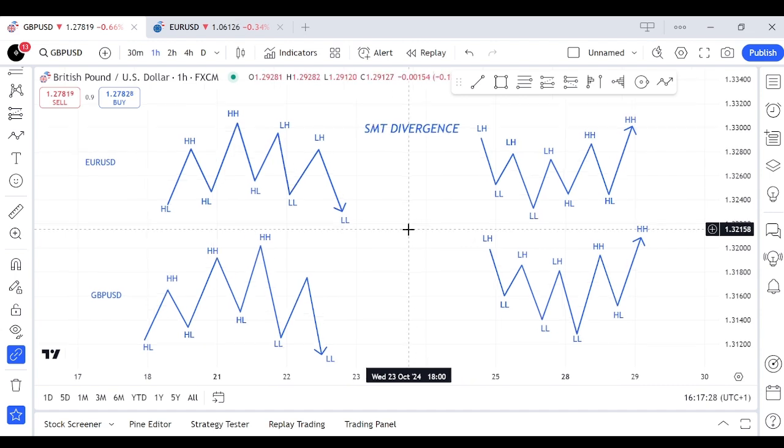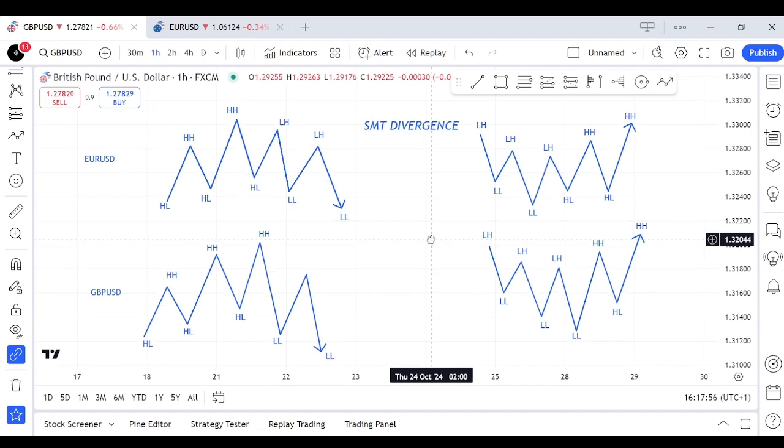First, let's understand what SMT divergence is. SMT divergence happens when two related assets or currency pairs, like I said, show different signals at the same time. This often tells us that the market might change direction soon and gives us clues about what big institutional traders are doing at the time. It's like a hidden message in the charts that can help us predict where the market might go next.